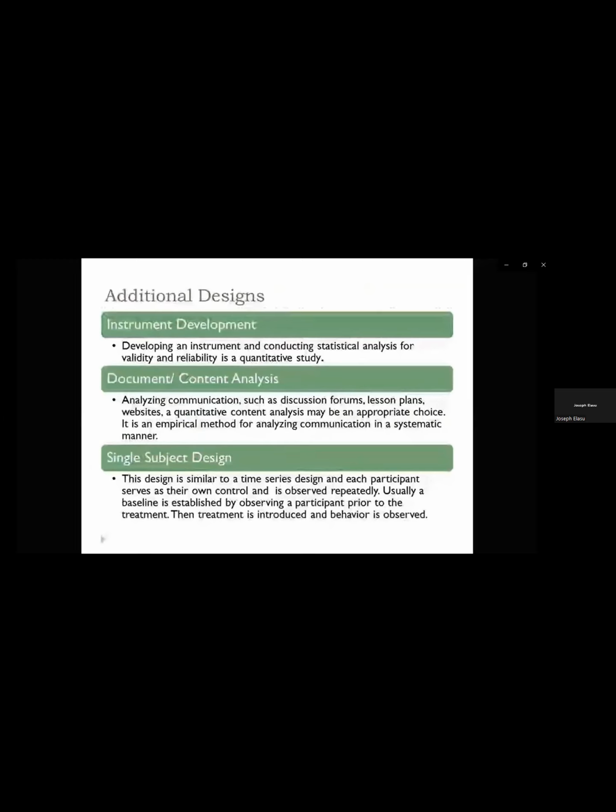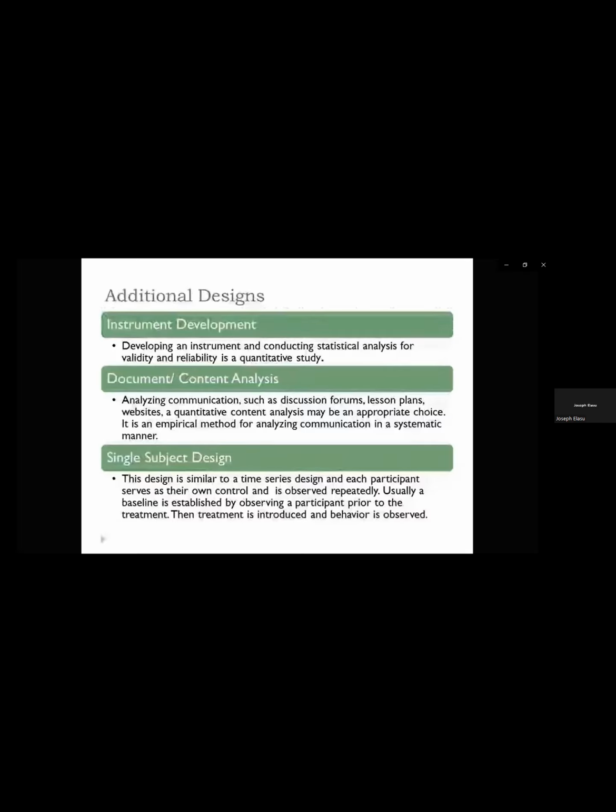First of all, some of you may choose to do an instrument development. Oftentimes, when you go to conduct quantitative research, you find that the instrument that you were hoping to find doesn't exist, and an instrument needs to be developed. And so you decide to develop an instrument and conduct statistical analysis to determine its validity and reliability. This is a very, very rigorous and intense type of design.